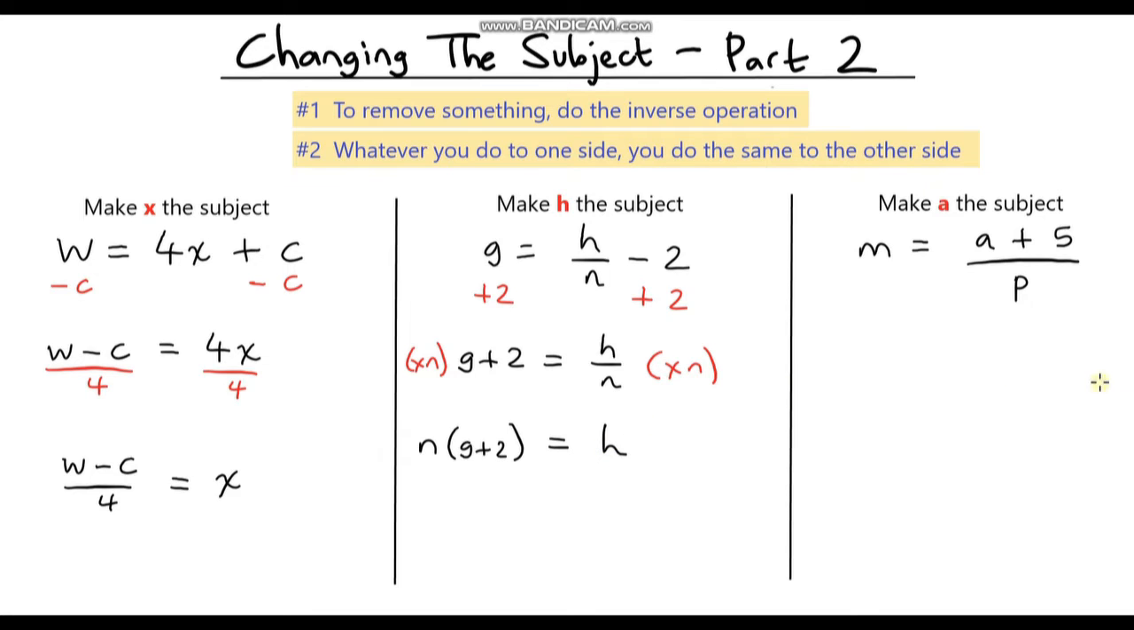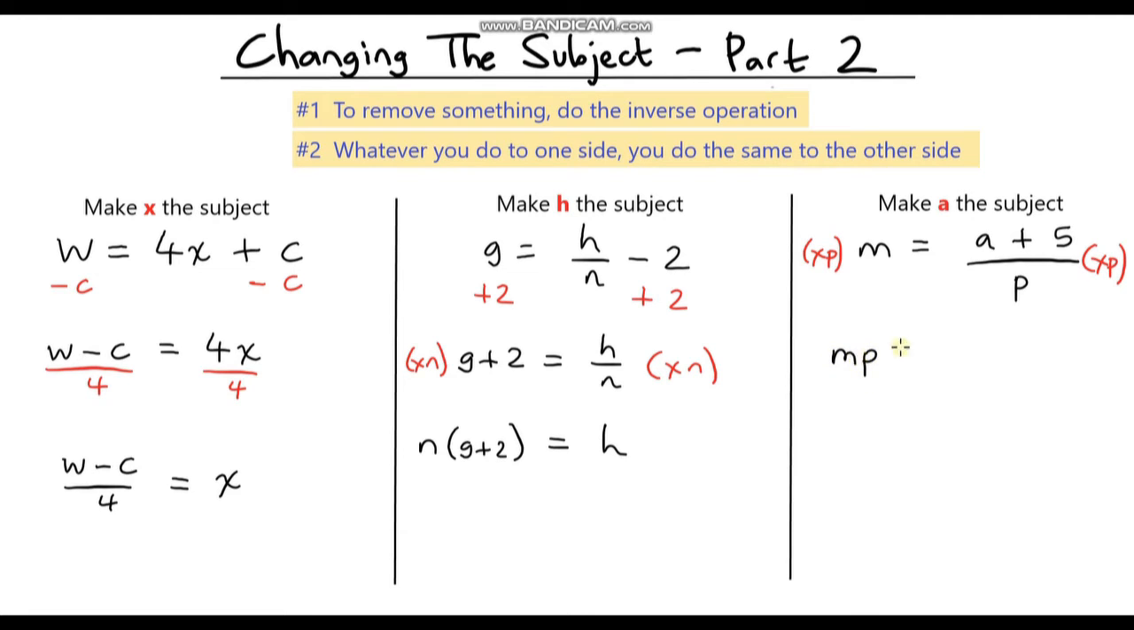Okay, let's look at the last one. We've got m equals a plus 5, all divided by p, and we need to make a the subject. Again, let's think about what's happening to a. We're adding 5 first, and then we're dividing by p. So we need to get rid of this p first, because we're working in reverse. The opposite of dividing by p is to multiply by p. So I'm going to multiply the right by p, and I'm going to multiply the left by p. On the left-hand side I've got m times p, which I can just write as mp.